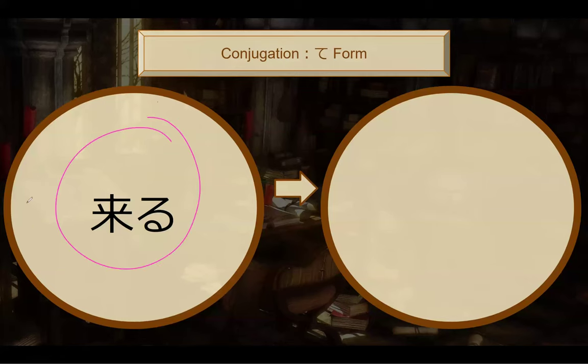What is the te form of kuru? Hi, kite. Perfect. How do you read this bolded word? Muzukashi. Hi, muzukashii, difficult, perfect.